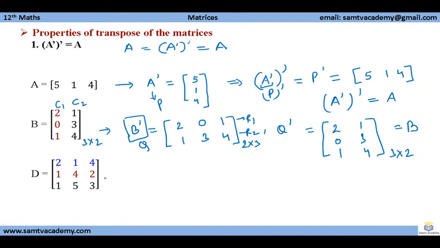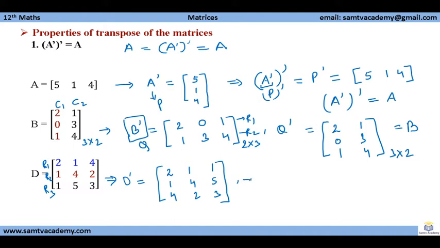Similarly, we will see the last example, D. We need to find D transpose. Here, as we have seen, this is row 1, this is row 2, this is row 3. Rows will change to columns. Row 1, 2, 1, 4 will become a column. Next, row 2 will become a column: 1, 4, 2. Next, row 3 will become a column: 1, 5, 3. So this is D transpose.